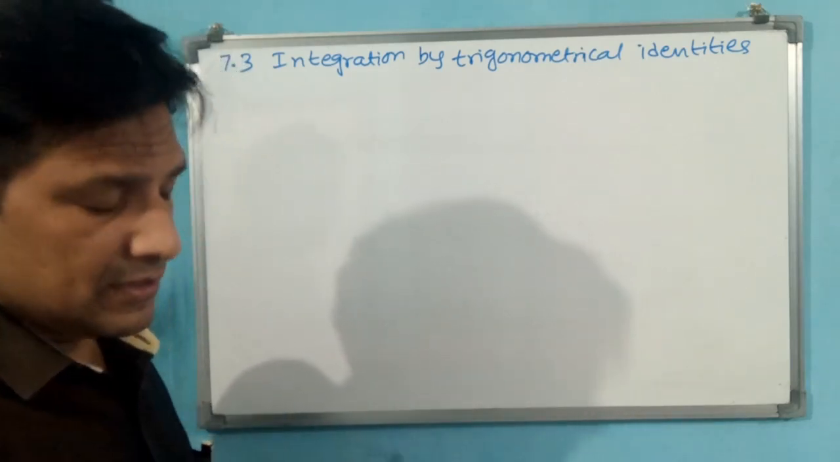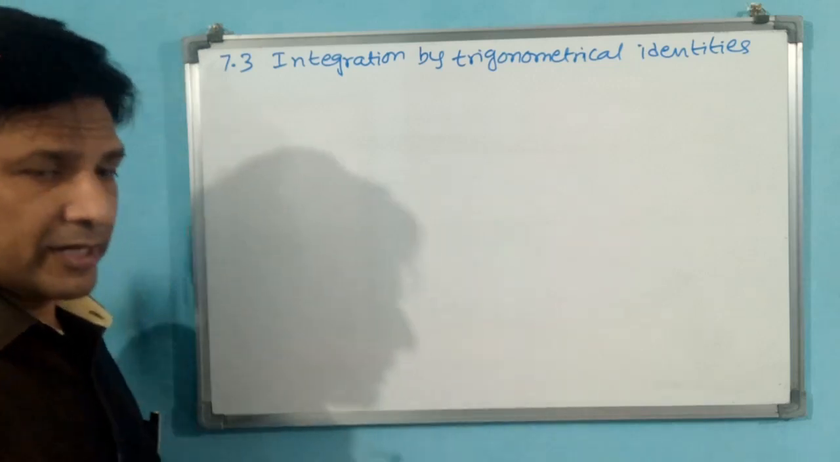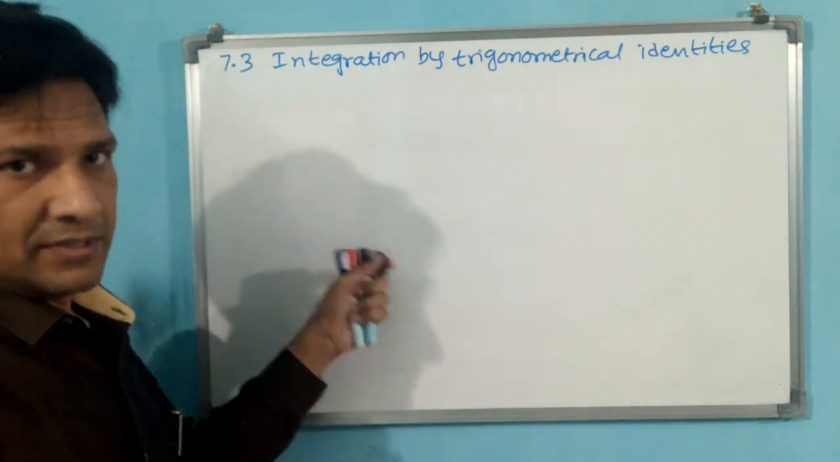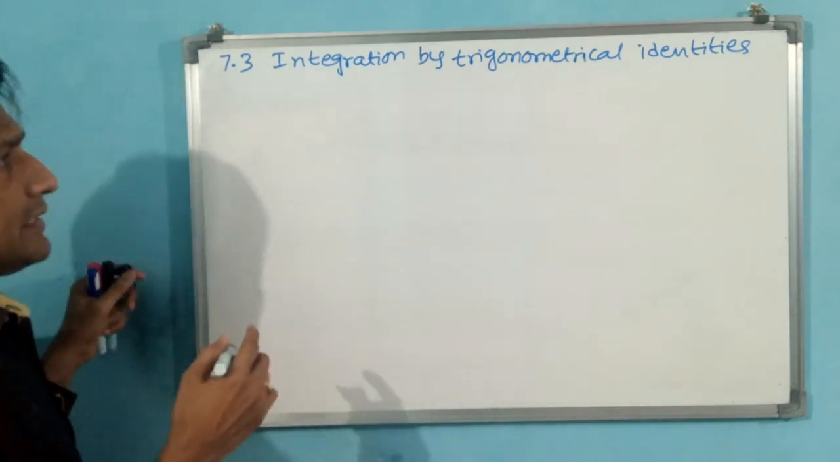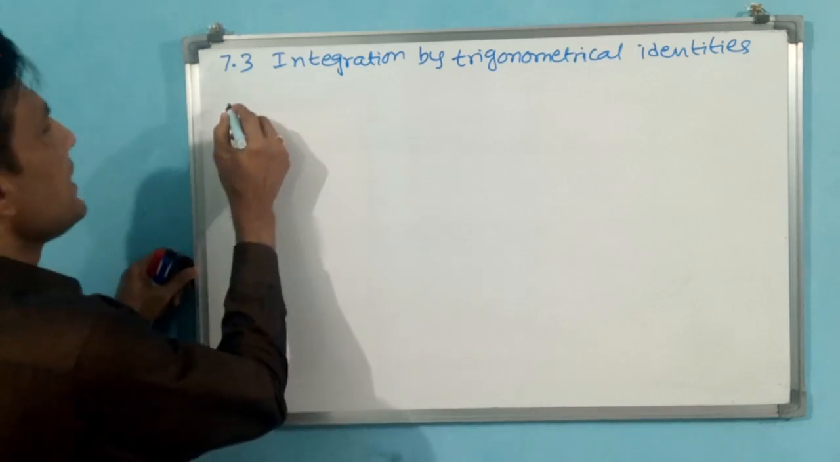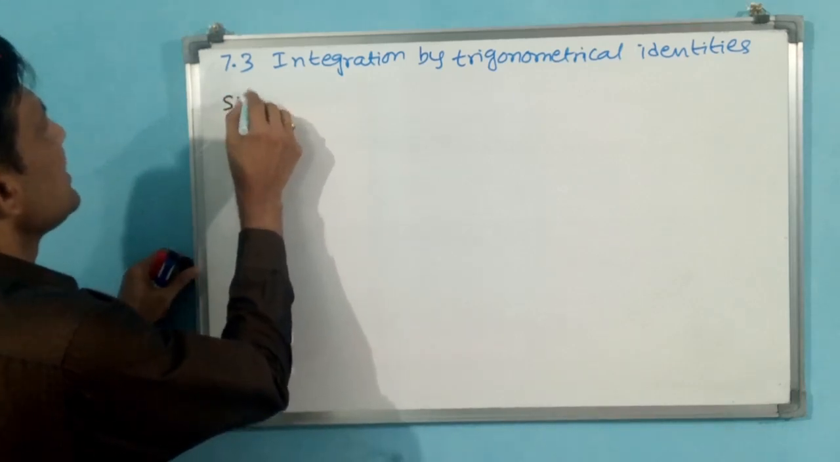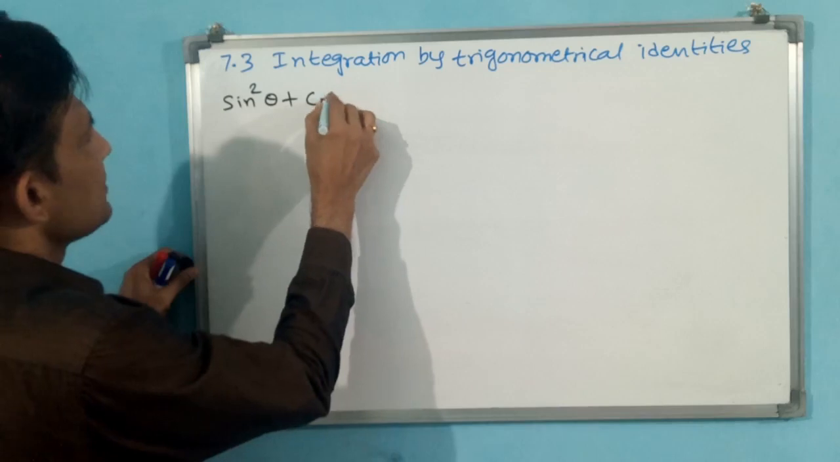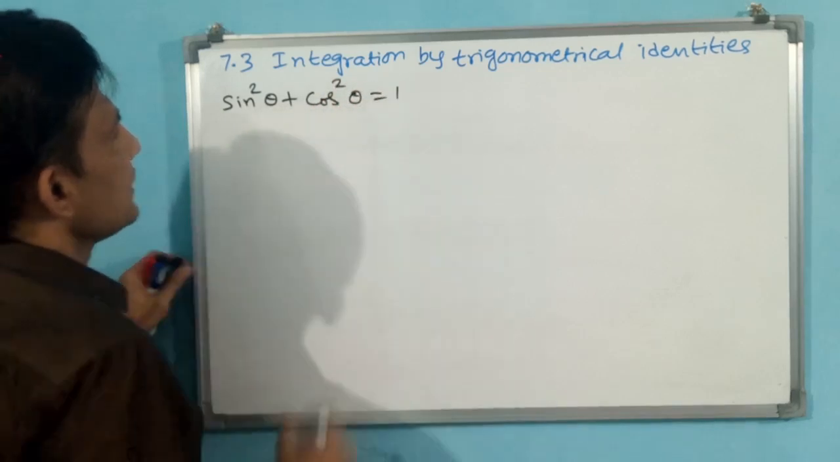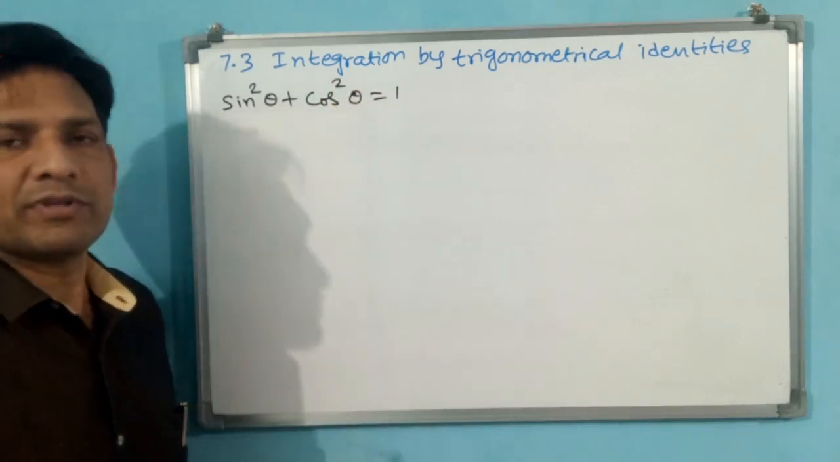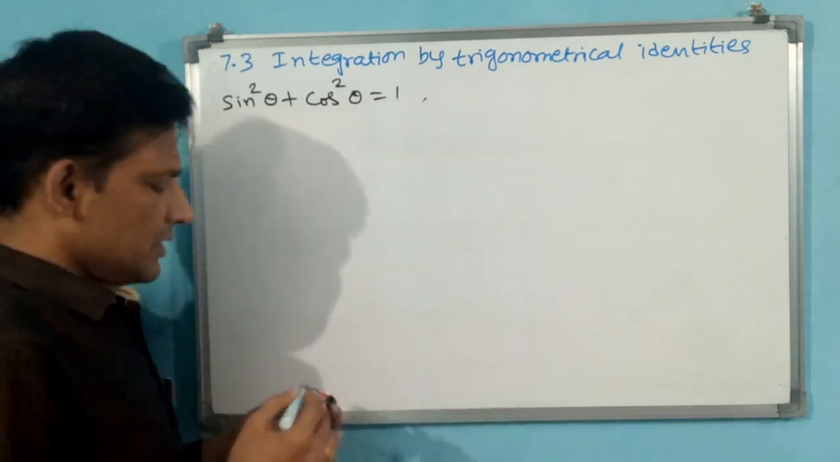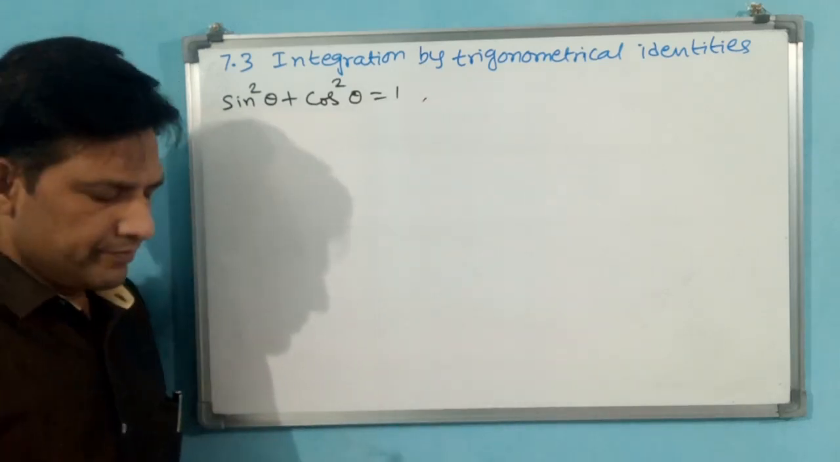With the trigonometrical identities we are going to do this entire 7.3 exercise. The first identity I am writing like this: sin square theta plus cos square theta is equal to 1. This we know very well, as per the Pythagoras theorem.